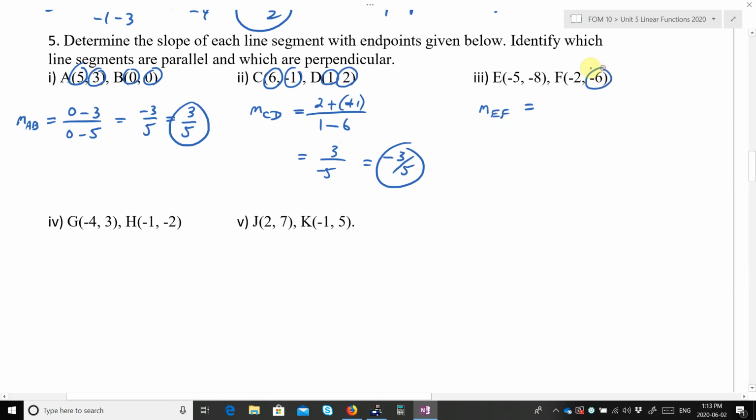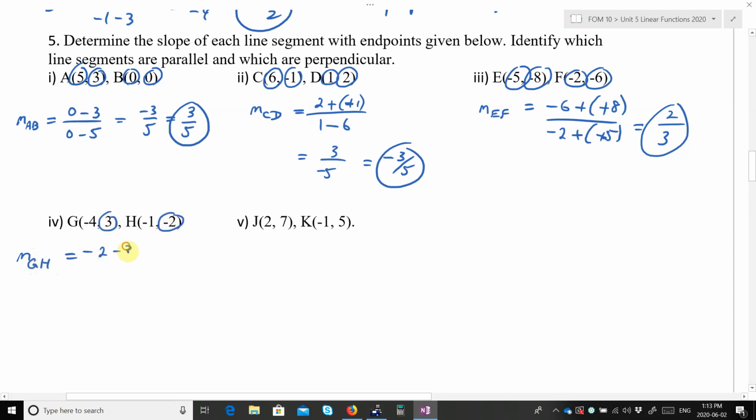The slope of EF is y2 minus y1, negative 6 minus negative 8, over x2 minus x1, and change them to add the opposite. So we will end up getting 2 over 3. And the slope here of GH, you go y2 minus y1, negative 2 minus 3, x2 minus x1, negative 1 minus negative 4. Change the bottom here to add the opposite. Negative 2 take away 3 more is negative 5. Negative 1 plus positive 4 takes us up to 3, so negative 5/3.